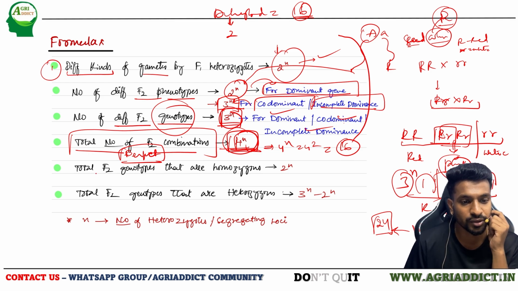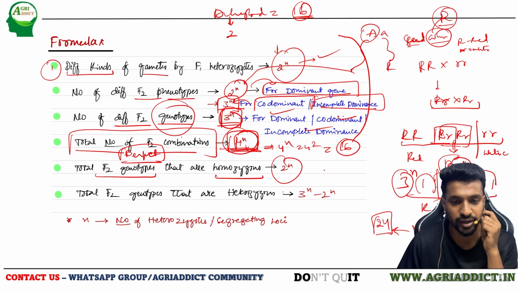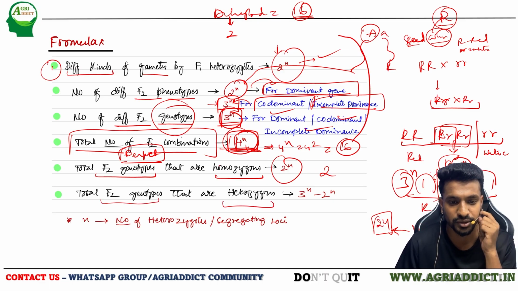Next, the total number of F2 genotypes that are completely homozygous. For this it is 2 power n, where n is equal to the number of segregating genes. Next, the number of F2 genotypes that are heterozygous. So the homozygous was fine. It is easy for us to remember.